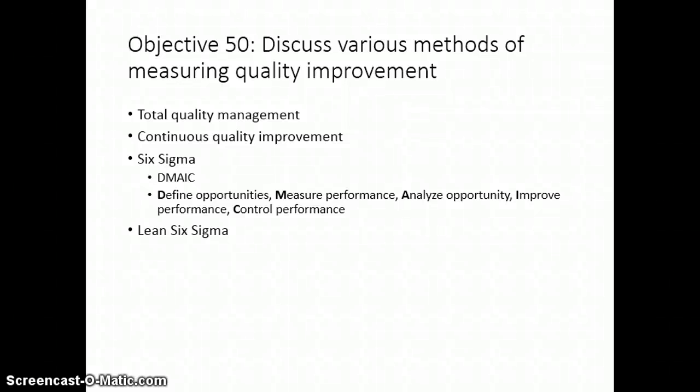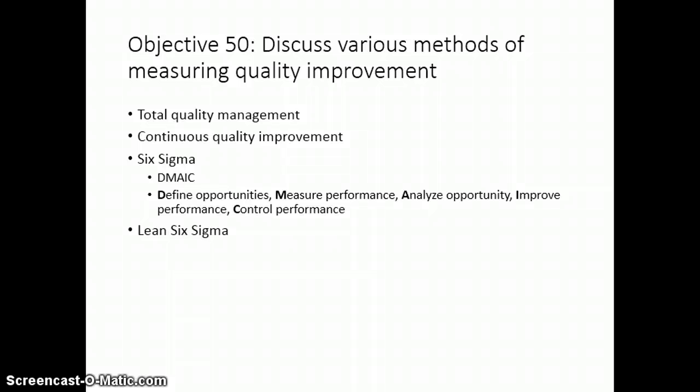Continuing on in Unit 3, Objective 50 says discuss various methods of measuring quality improvement. Total quality management is a part of quality improvement, and the overall goal of total quality management is to improve the system. Continuous quality improvement identifies areas of concerns and continuously analyzes them. Some major indicators that follow under continuous quality improvement include number of falls, medication errors, and infection rates.